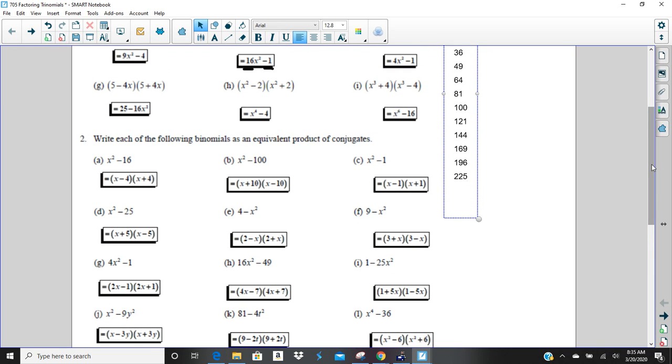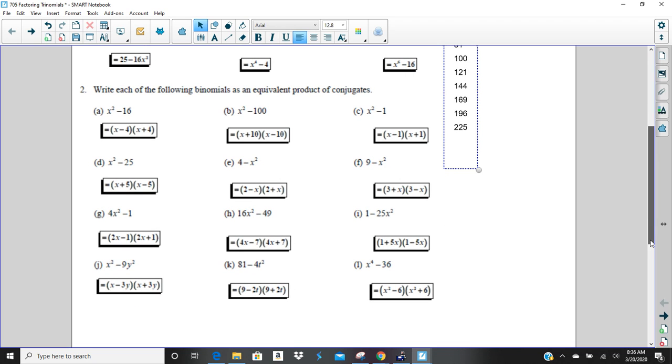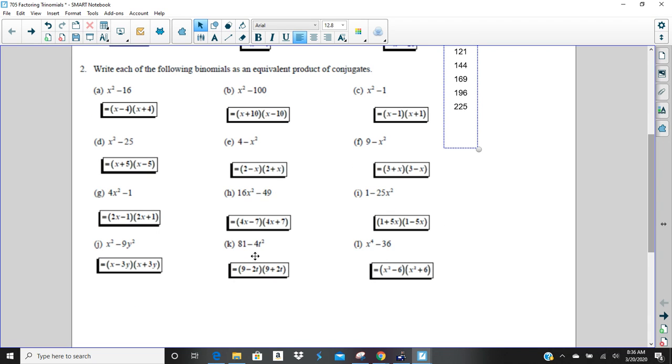Things such as question K. You have to keep the 9 first. Do not flip-flop it around because you really want to have the variable first. You have to have the 9 first. Why? Because that negative and positive is with the t. It's not with the 81.